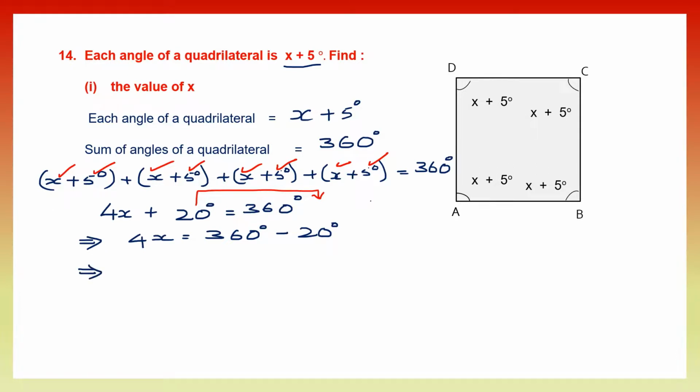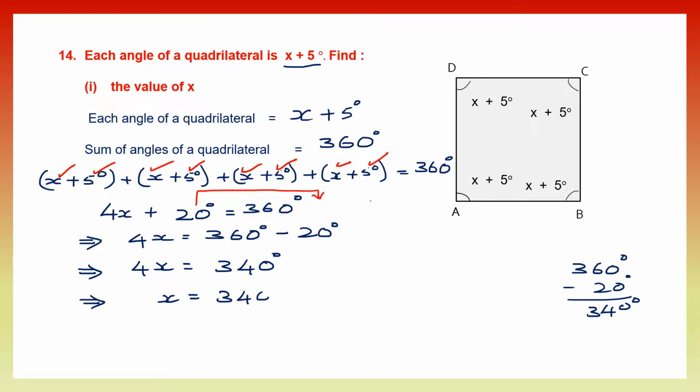So 4x is equal to 360 minus 20. Let's do that. 360 degrees minus 20 degrees. So that is 0 and 6 minus 2 is 4. So I have here 3. So this is 340 degrees. Now we can find the value of x by dividing. So 340 degrees divided by 4, because I have transposed 4, which is multiplication, to the right hand side. It became division. Let's divide 340 by 4.